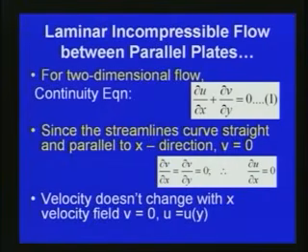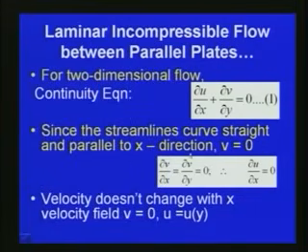So for two-dimensional flow, we have already seen the continuity equation. The velocity in x direction is u, velocity in y direction is v, then from the continuity equation we can write del u by del x plus del v by del y is equal to 0. Since the streamlines are straight and parallel to the x direction, the velocity component v is equal to 0.